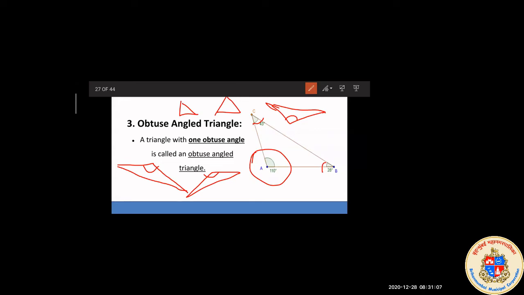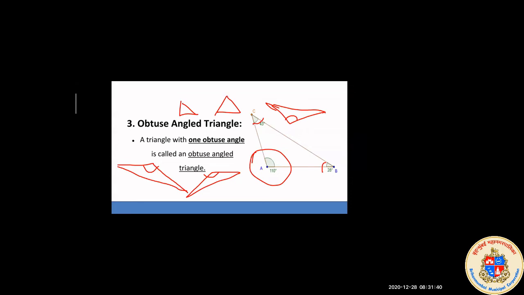Observing angles is very easy. For that, you have to know what is acute, right, and obtuse. If that concept is clear, then this is very easy. Students who don't know how to identify the angle should first try to learn what is an acute angle, what is a right angle, and what is an obtuse angle. If you know that, then you can easily classify the triangles. So the triangle which has one obtuse angle is called an obtuse angled triangle.